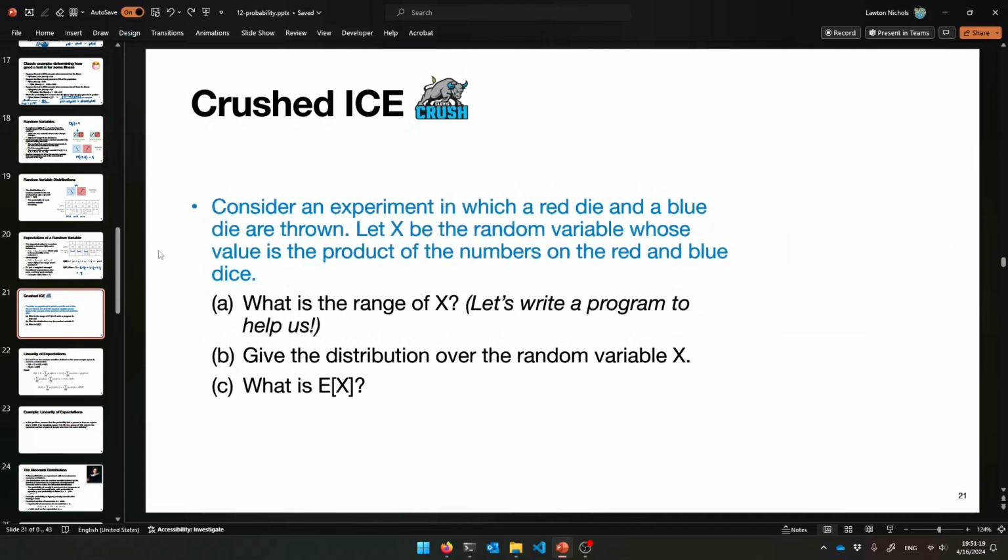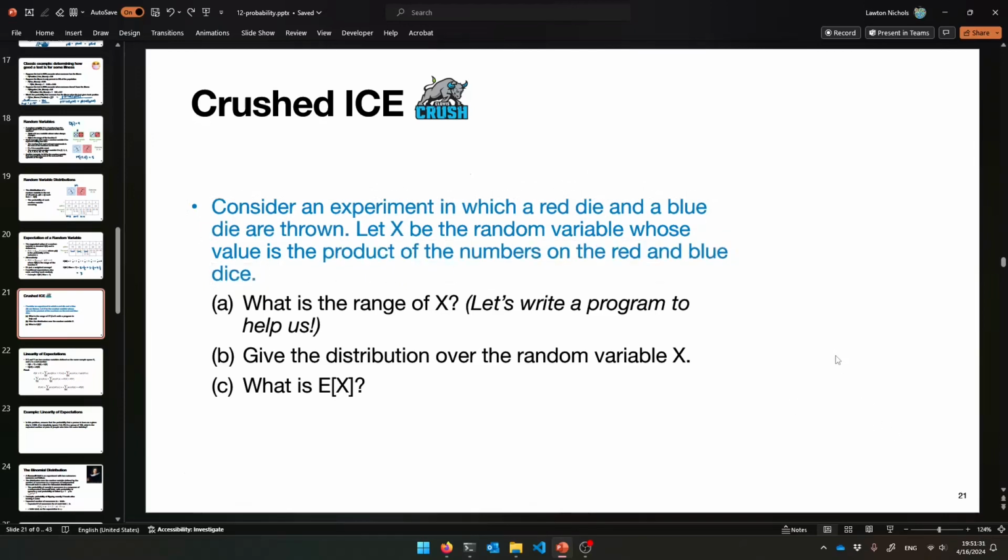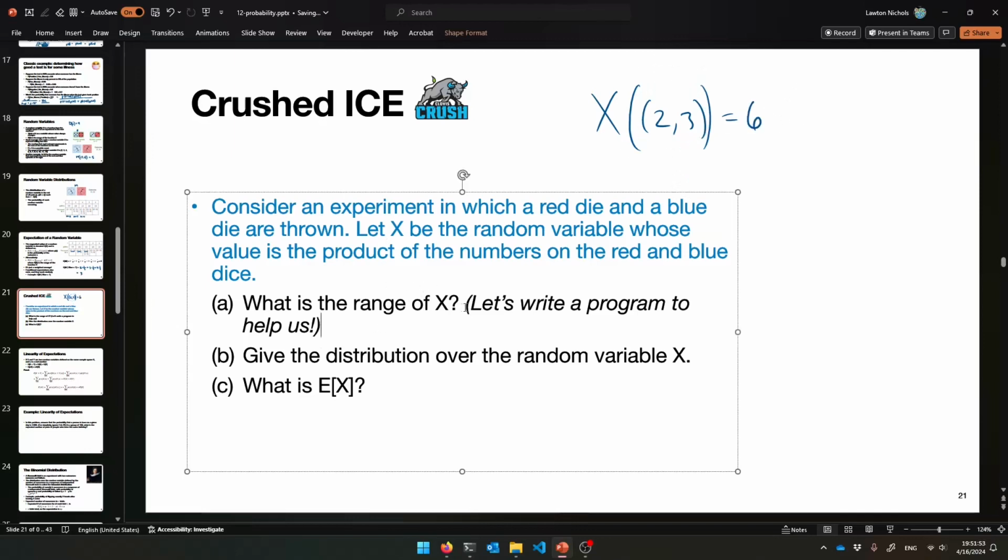Here's a question for you. So consider an experiment where we've got a red die and a blue die, and you're throwing both of them. Let's call x the random variable where the value that x takes on is the product of the numbers on the red and the blue dice, okay? So for example, one of the outcomes is the red die lands on 2 and the blue die lands on 3. So the value that this random variable will take on with that outcome is the product of those numbers, which will be 6. Okay? So figure out what is the range of x.